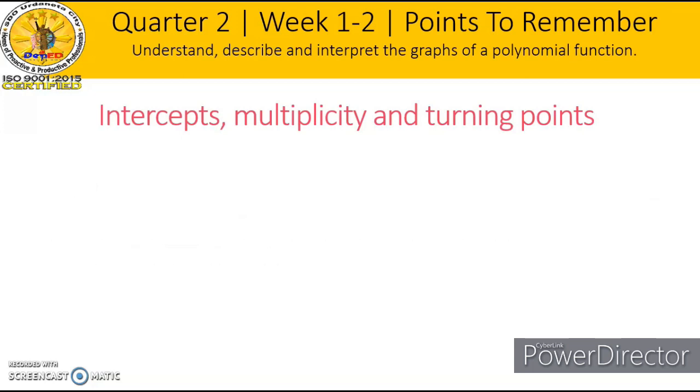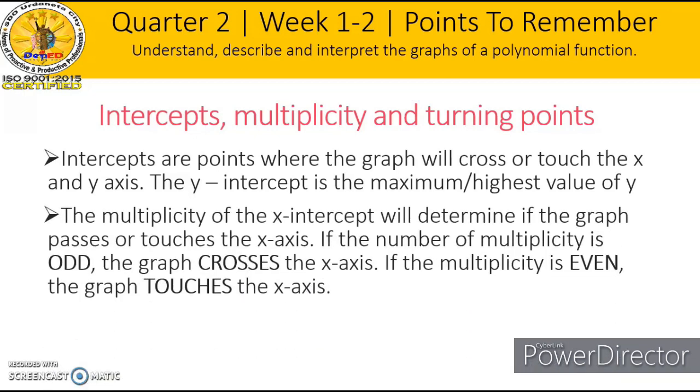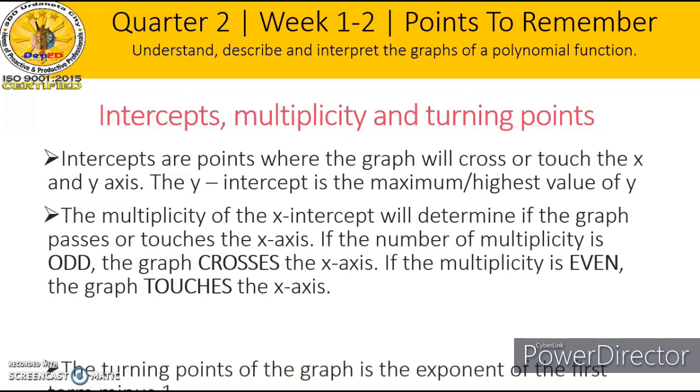Now, for the intercepts, multiplicity, and turning points, we have the following. The intercept points are where the graph will cross or touch the x and y axis. For the multiplicity, especially on the x-intercept, it will determine whether it will pass or touch the x-axis. If the number of multiplicity is odd, the graph crosses the x-axis. If the multiplicity is even, the graph touches the x-axis.